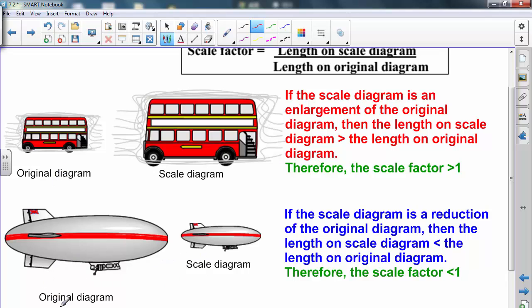Conversely, if we have a big original diagram and a smaller scale diagram, this scale diagram is a reduction of the original diagram. Then the length on the scale diagram is shorter than the length on the original diagram. Therefore, the scale factor value is less than 1.